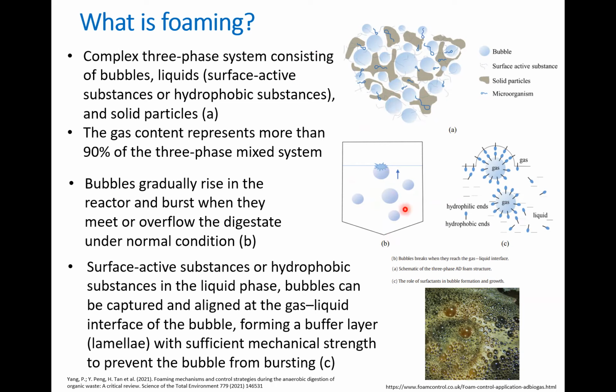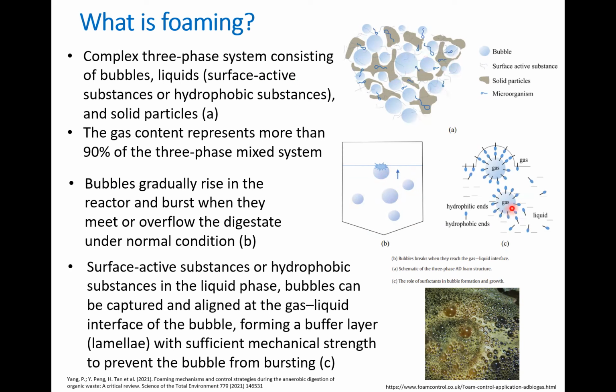So what happens here is that the bubbles of gas go from the bottom to the top. While going up, they attach to these kinds of solids. And when they reach the surface, they can burst, and then they can go out through the gas outlets, or accumulate at the gas outlets, or overflow under normal conditions.